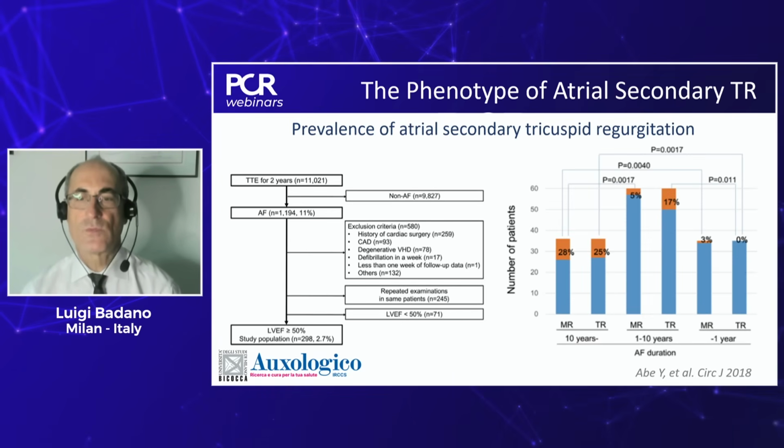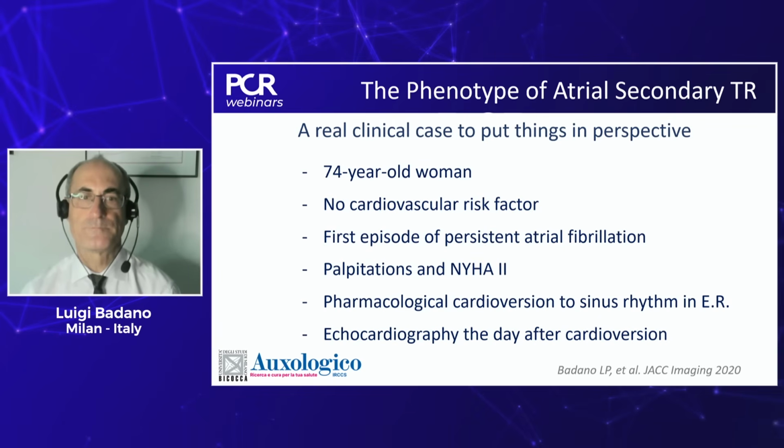Well, from them, there was a time-dependent prevalence of tricuspid regurgitation. Starting from the right, you see that in patients with very short atrial fibrillation, less than 1 year, the prevalence is really low. But in patients that have atrial fibrillation between 1 and 10 years, you see that there is a sizable number, 17% of the patients can develop significant tricuspid regurgitation. That is almost 3 times the patients who will develop mitral regurgitation.